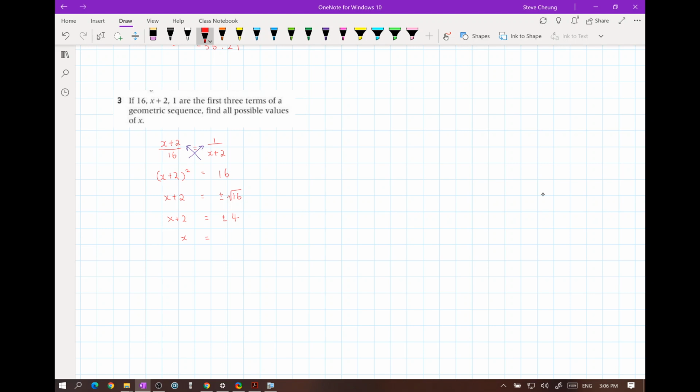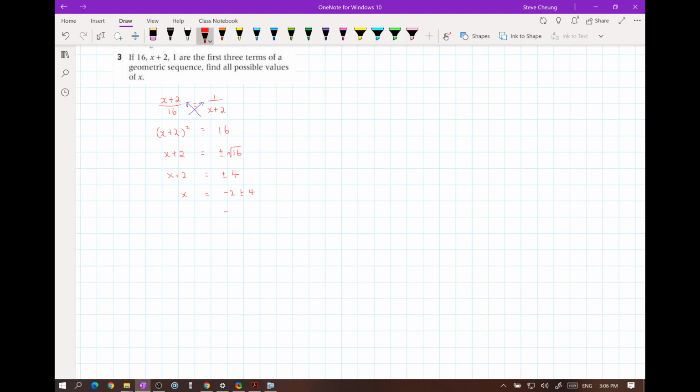And then I can just move 2 to the other side and read this as minus 2 plus 4 or minus 2 minus 4. So we separate this into two cases to give us the two answers that we want. We first take plus and then followed by minus. So that's how you can read plus minus cases. And to be sure, you can plug it in your calculator and see if they actually give you a geometric sequence.